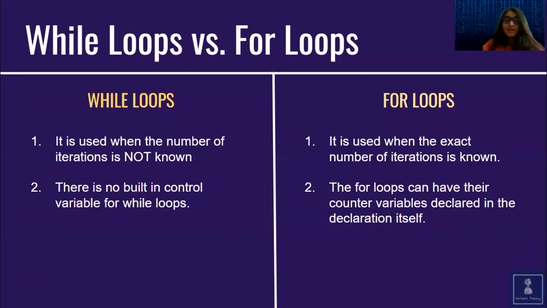Second difference is that there is no built-in control variable for the while loop. So do you remember the counter variable? If we hadn't increased the counter variable by 1 each time we ran the loop, we would have got an infinite loop. And that's not something that the for loop does, because the for loop itself has a counter variable embedded in it. So each time the for loop runs, the counter variable does its job, and then it satisfies the condition and it exits. So it's not going to go into an infinite loop if your initialization and your condition are declared properly.